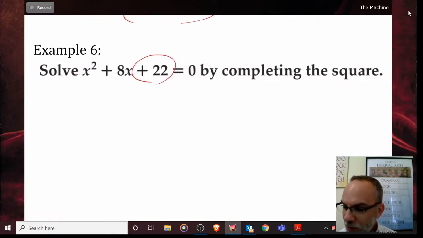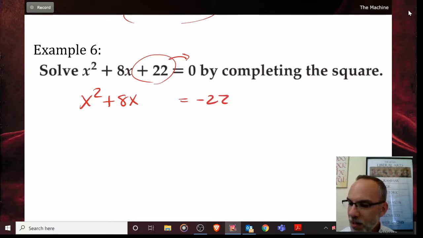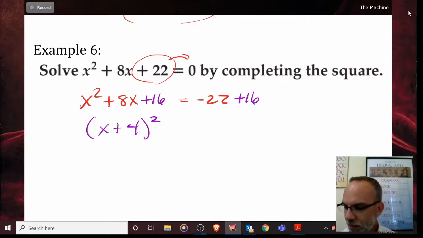I'm going to move the 22 to the right-hand side by subtraction. So I get x squared plus 8x, leave space, equals -22. My leading coefficient is 1, so I'm going to take half of 8 and square that and add that in. So plus 16 here and plus 16 here. So this now becomes x plus 4 quantity squared. And that's equal now to, I better do it on the calculator. Difference between 22 and 16. That's going to be 6. -6? I bet you $1 it's -6. Negative 22 plus 16. Yeah, -6. Pay up.